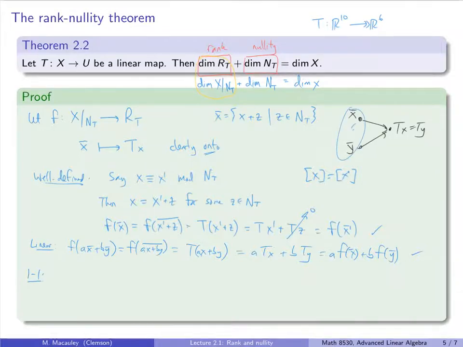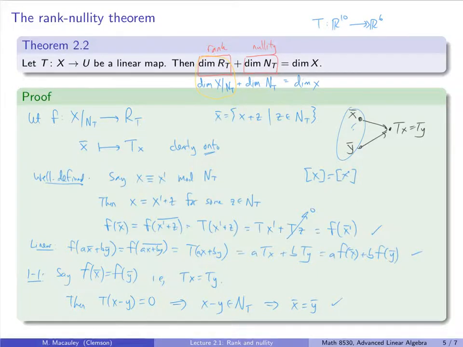So let's say that f of x bar equals f of y bar, i.e. that Tx equals Ty. Then T of x minus y equals 0, which means that x minus y is in the null space of T, and that means that x bar equals y bar. Okay, so we are done.